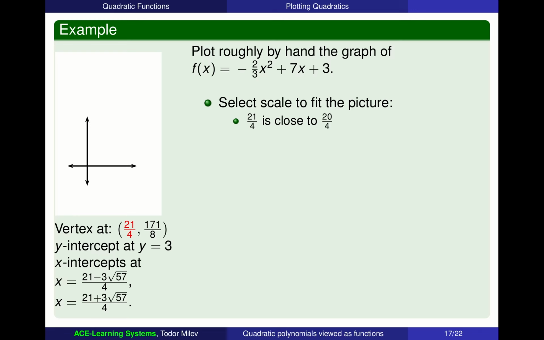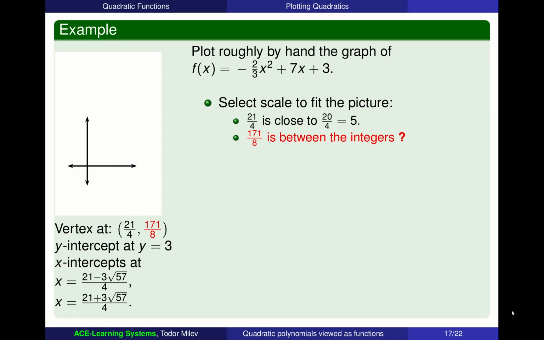All right, so now let's select our scale so that we can fit the picture. I actually now have to go ahead and plot all of these points on my coordinate axis. But where do I plot them? How large are these points? Well, the first thing is I need to figure out the x-coordinate of the tip of the parabola. Now, 21/4 is approximately equal to 20/4, which is 5. So I'm going to need approximately 5 ticks. 1, 2, 3, 4, 5 ticks for the tip of my parabola.